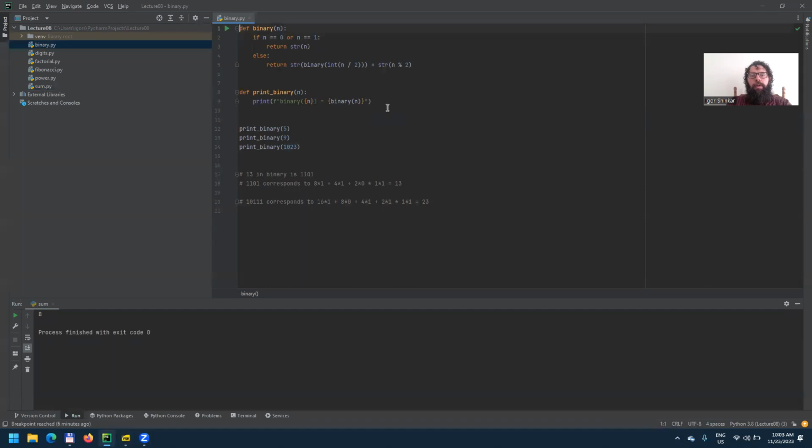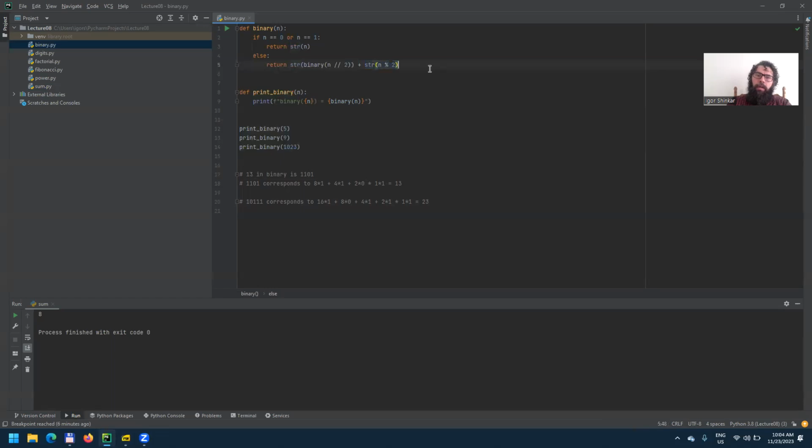And what we'll do is compute the number in binary. Okay, so it will say print binary 5, print binary of 9, print binary of this large number. And here's how we do that. So here's what it does. We first, as a base case, if n is 0 or 1, we just return the string 0 or the string 1. Otherwise, we compute only the last digit.